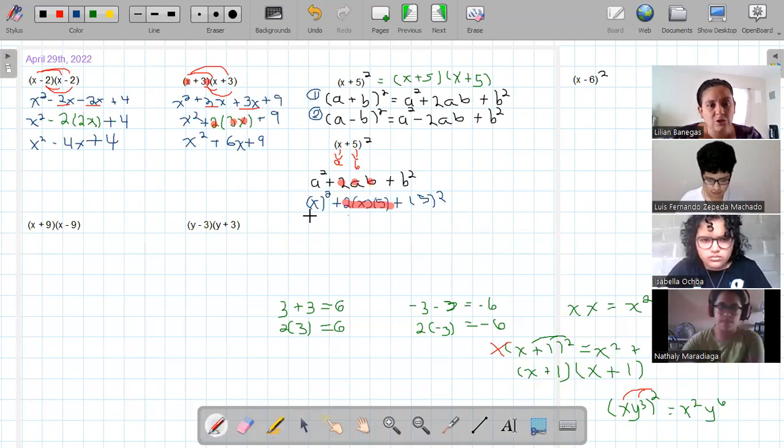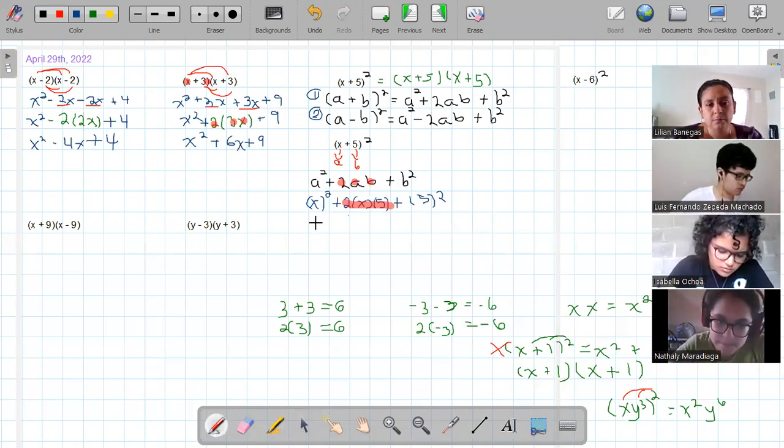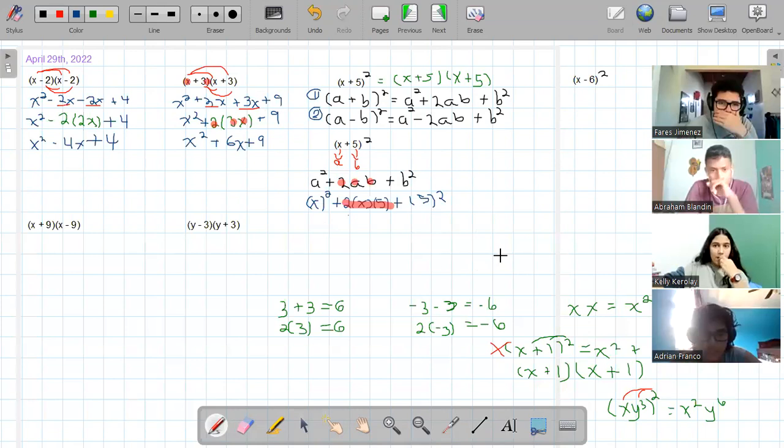So let's finish this. How much is x to the square? How much is this x to the square? No, how much is x to the cube? Why to the cube if that's a square? X squared. Exactly, x to the square is x squared because it's only the variable x.